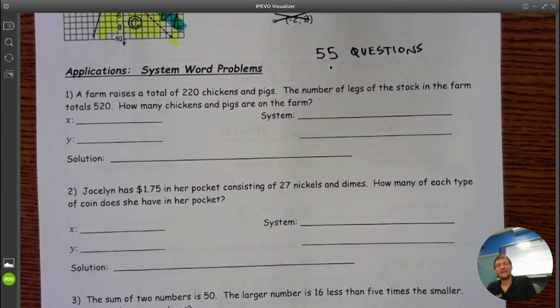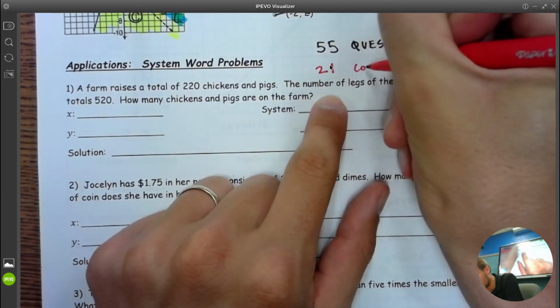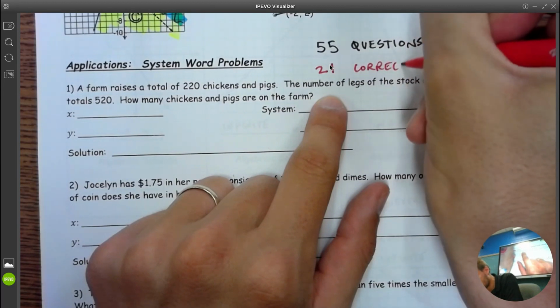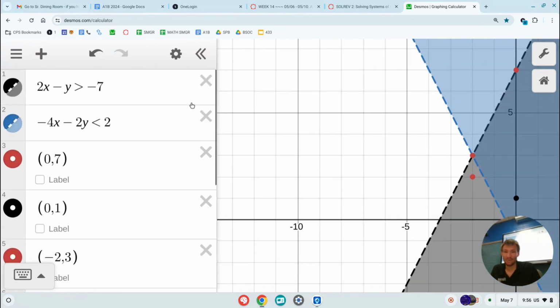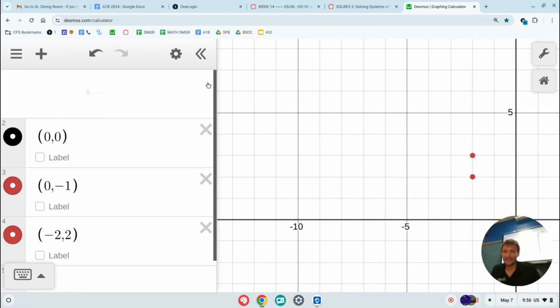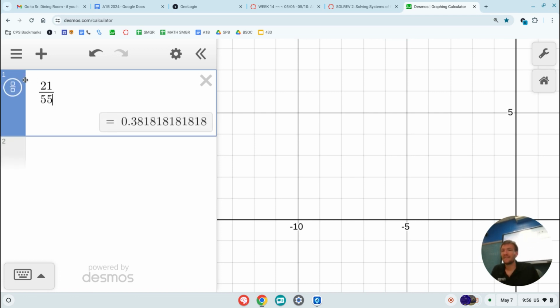So here's what's going on. We need 21 correct answers. Now, if you're doing the math in your head, that's not even half. That's not even close to half. If you're on Desmos and you type in 21 out of 55, that's about 38%. Oh, but in SOL terms, it's different.